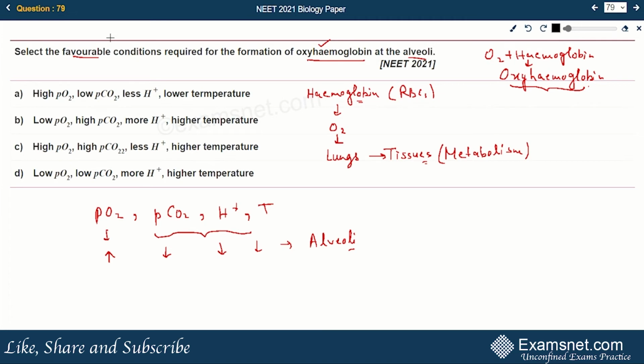Option A, high partial pressure of oxygen, low carbon dioxide, low hydrogen ion concentration and lower temperature. Now, what will happen if the condition is reversed? That means the partial pressure of oxygen will be low and other things will be high. Then in that case, the oxyhemoglobin will be dissociated. So, dissociation of oxyhemoglobin will take place. So this option B is the proper condition for the dissociation of oxyhemoglobin, right?